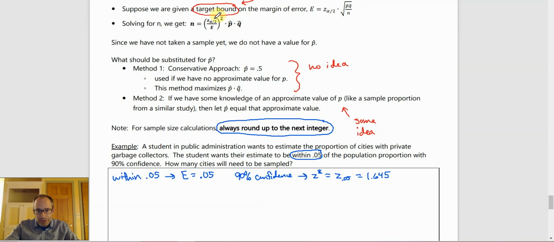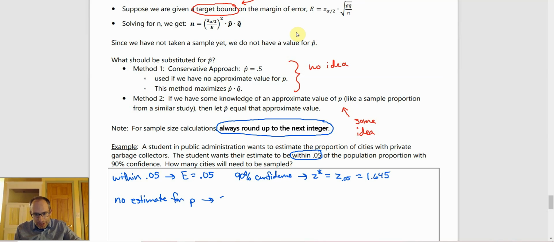So we have the critical value, we have E, we don't have a value for p hat, and there's nothing that we can work with here, right? So there's no previous study, there's no anything else, right? The only numbers are the bound and the margin of error and the confidence level. We got nothing else to work with. So there's no estimate for p. So since there's no estimate for p, we have no idea what to expect here. We're going to set p hat equal to 0.5. And then we should be able to do it from there.